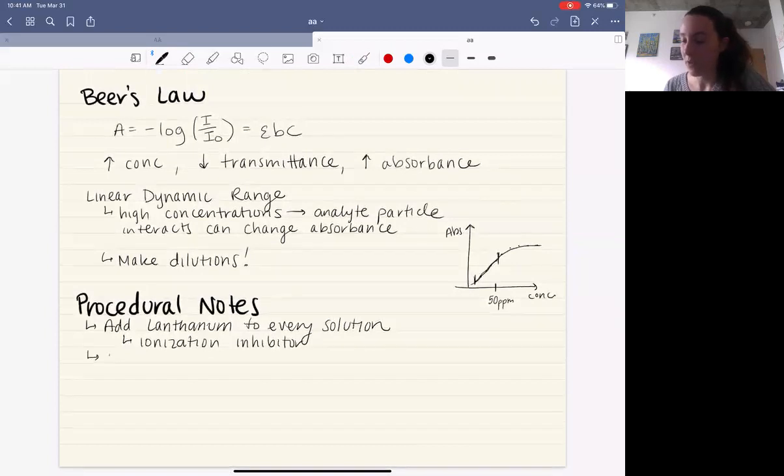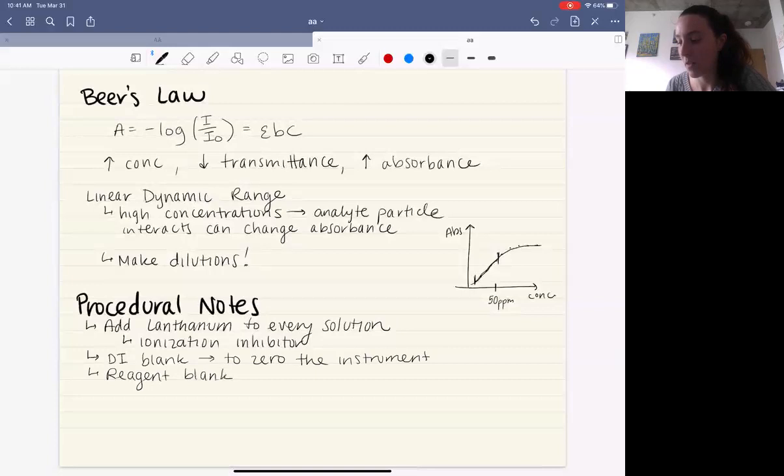Okay, we're going to make a DI blank, just plain DI water, and that's going to be used to zero the instrument. But we're also going to make what's called a reagent blank. The reagent blank is going to be DI water plus the lanthanum, but nothing else.